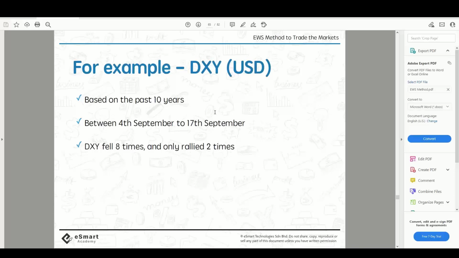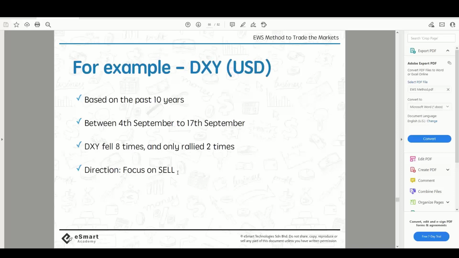That's the stats. It's not guesswork or anything. You go back and take a look at the past 10 years, and this is exactly what happened. Put it into today's context: if you look at the dollar index from 4th to 17th Sep this year, then you have a higher chance if you focus on the downside, because in the past 10 years, 8 years it actually dropped. So the direction becomes very clear, and of course the date where you want to focus on the sell is also very clear.